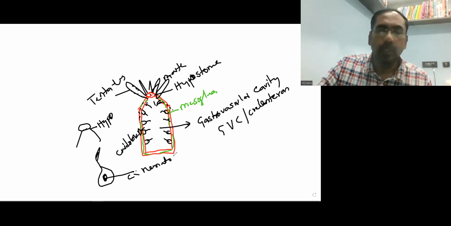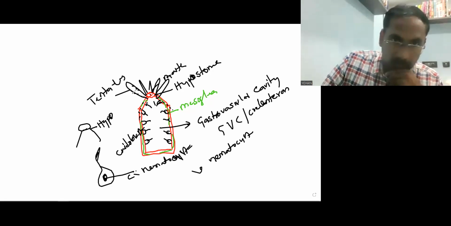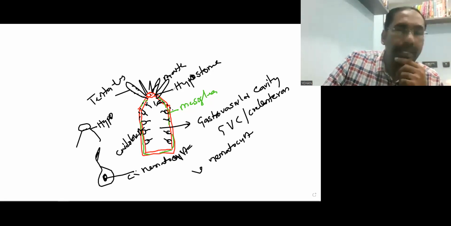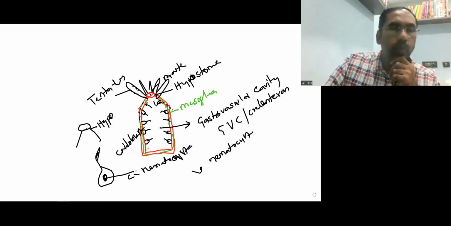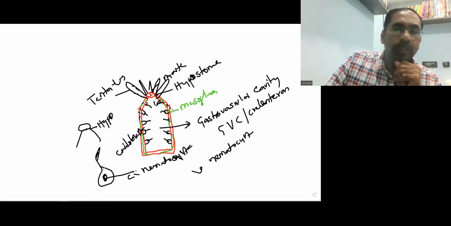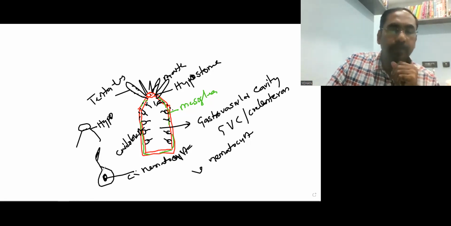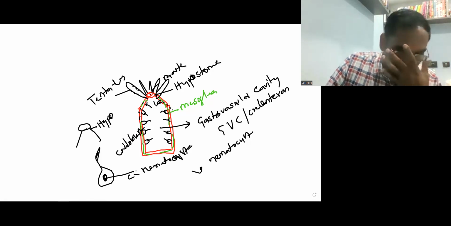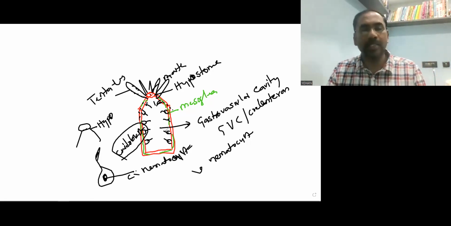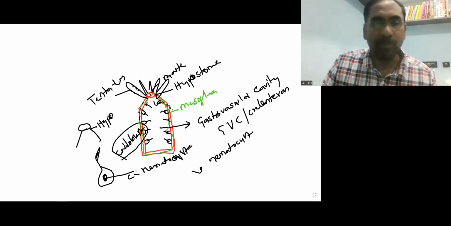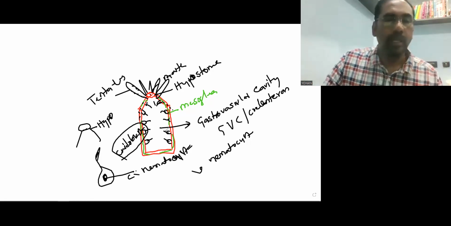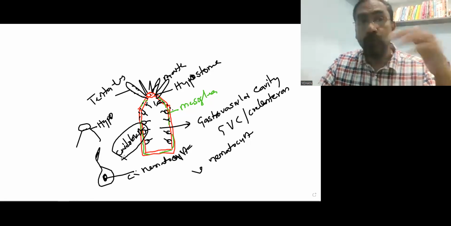So where are these cnidoblasts present? All over the tentacles and also on the body wall, we can find a special type of cells called cnidoblast cells, having a sac-like structure called nematocyst. And here we can find different types of cnidoblast cells.